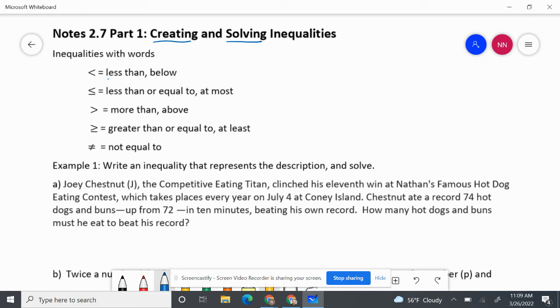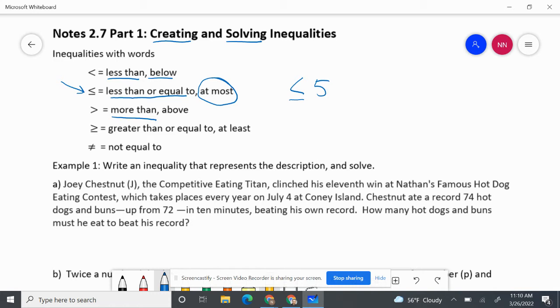What we have is the less than sign. Sometimes it means below. This is less than or equal to. This word is used a lot in algebra: at most. So whenever you hear at most, we're going to be using the less than or equal sign. If somebody does at most 5 push-ups, that means they do 5 push-ups or less. So that's what it means by at most.